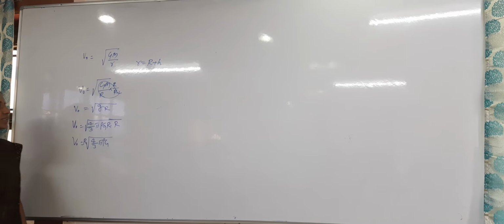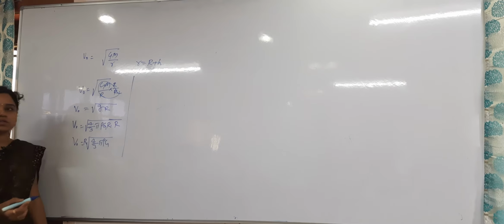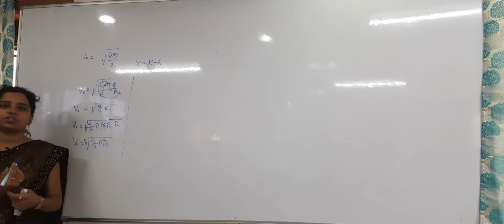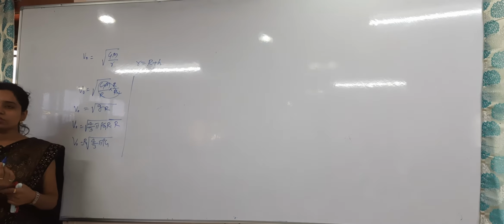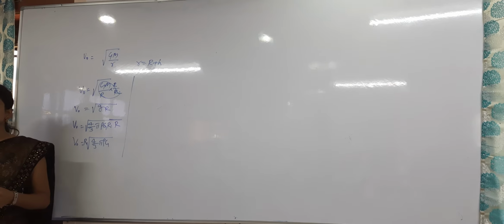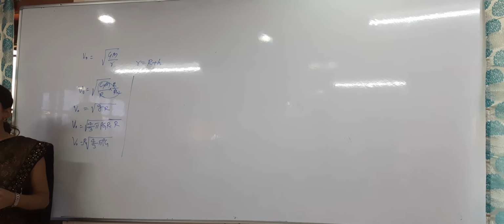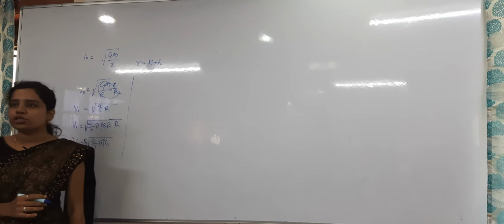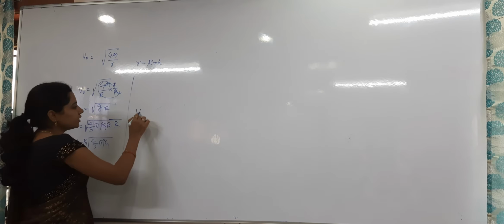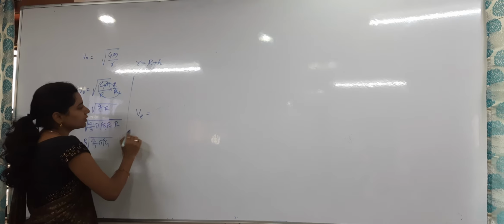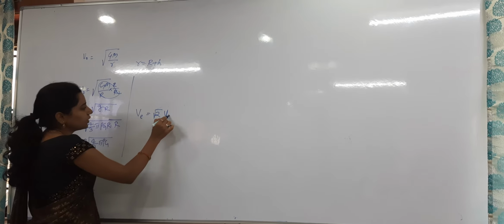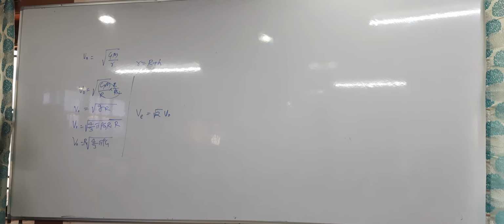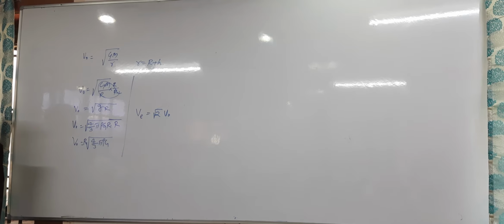And also after that we found the orbital velocity of a satellite which is revolving around the earth. For any satellite revolving around the earth, what should be the orbital velocity? 8 km per second. Whenever you see the escape velocity, what is that value? 11.2 kilometers per second. And also we can say the relation between the orbital velocity and the escape velocity is root 2 times V naught.